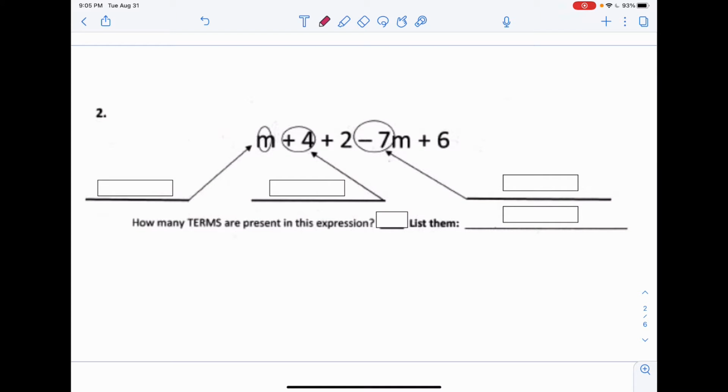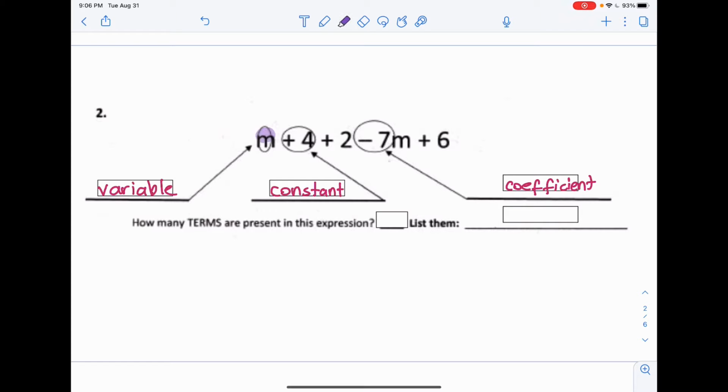m plus 4 plus 2 minus 7m plus 6. Let's start with the variable. m is the variable. And 4 is the constant. And negative 7 is the coefficient. And we have 5 terms here.